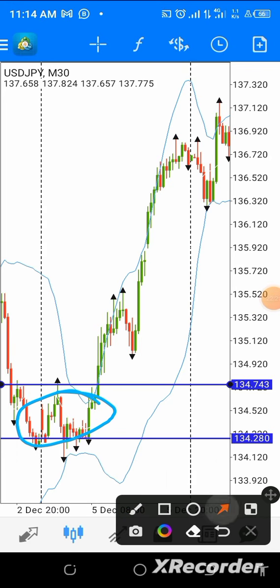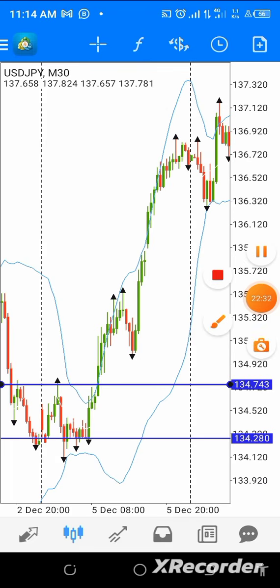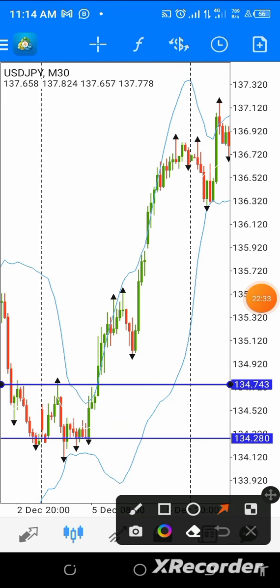You don't do anything. This is the price action that breaks this fractal. Then you are going to take your buy order from this place. You buy, and then the market continues to go in your favor.